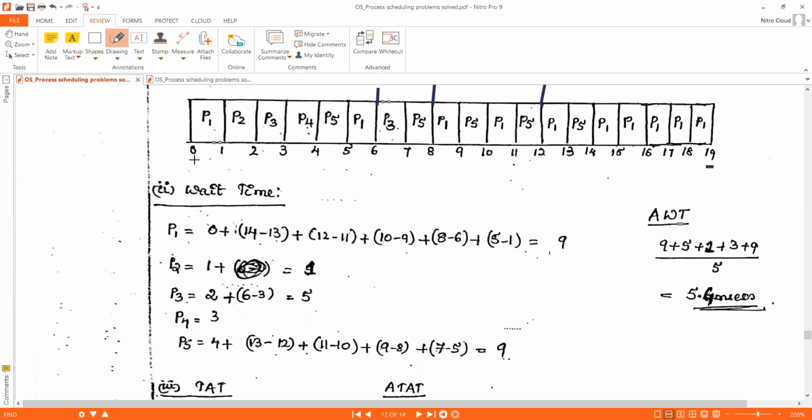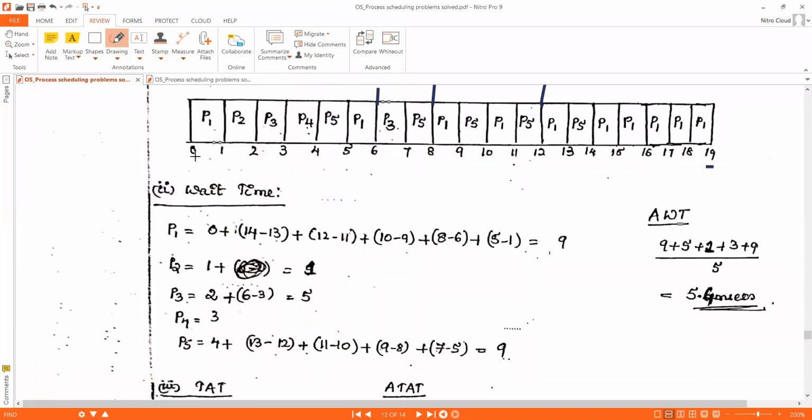Process 1 got allotted at clock time 0. In this problem, the arrival time is not given, so we have assumed that all the processes arrived at clock time 0.